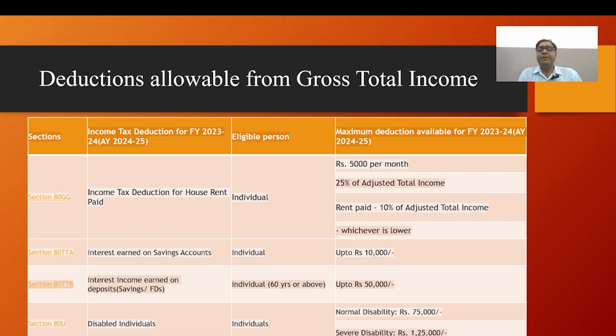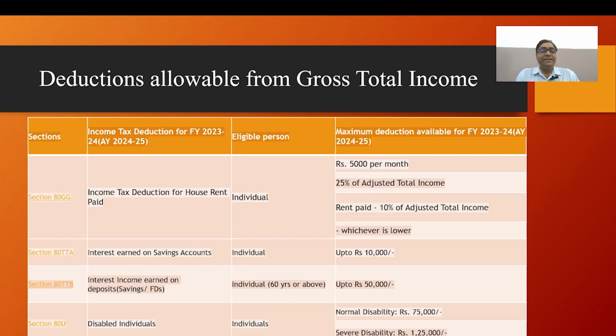The maximum deduction available for financial year 2023-24 and assessment year 2024-25 is 5,000 rupees per month, or 25 percent of adjusted total income, or rent paid minus 10% of adjusted total income, whichever is lower. That will be the maximum deduction available for an individual person and HUF.